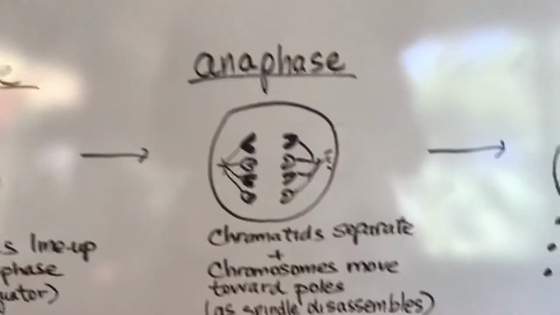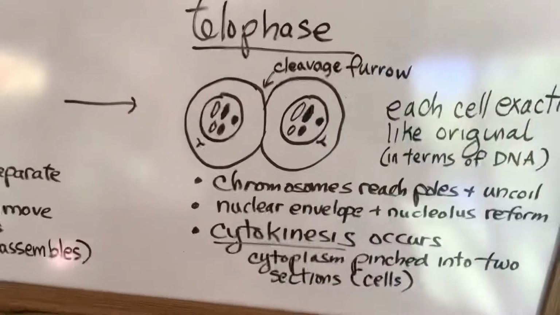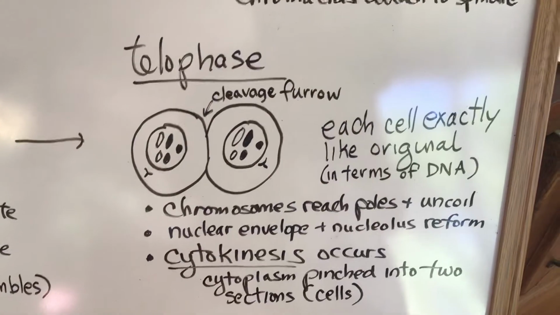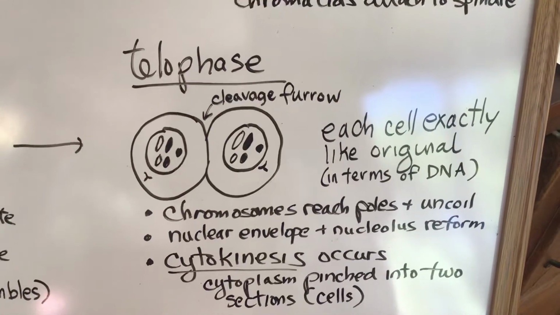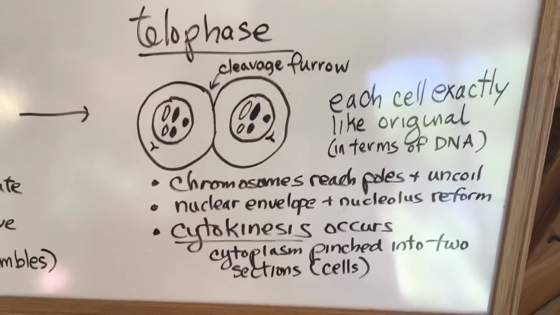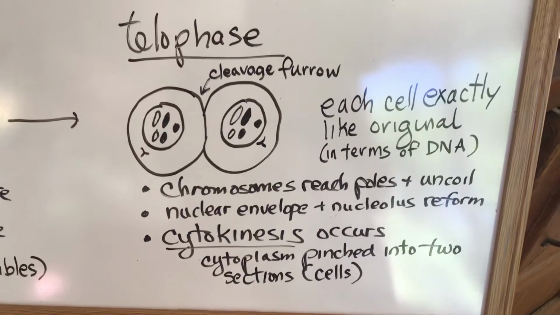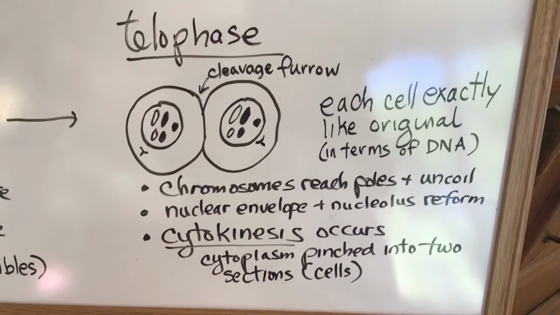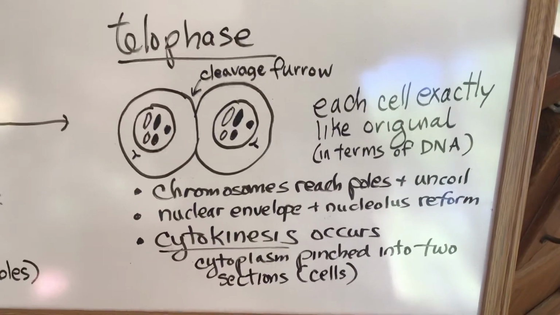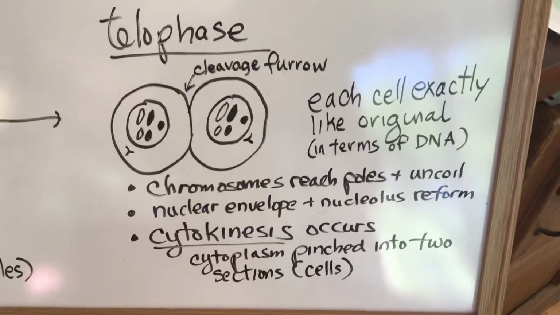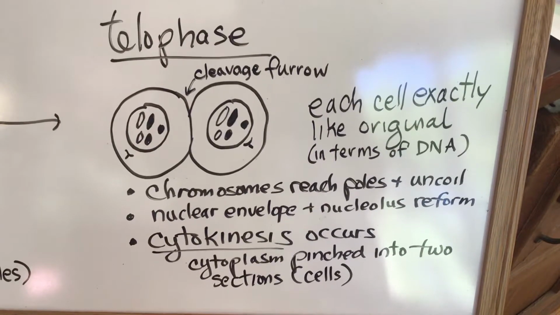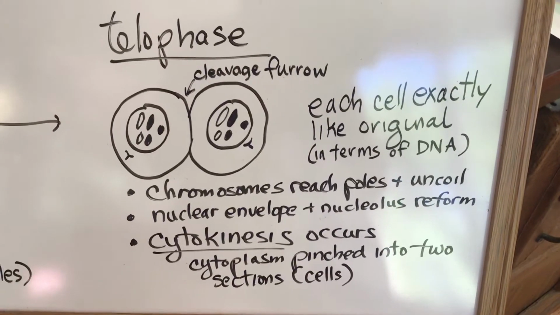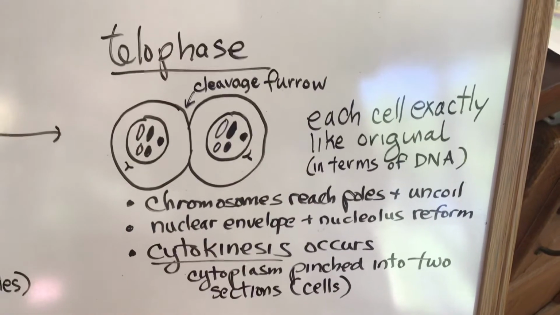Okay, the next phase, or the last phase, is called telophase. Telophase is where the cells finally divide into two cells that are exactly like the original one, especially in terms of DNA. But the first thing that happens is the chromosomes reach the poles and uncoil. So at first you wouldn't really necessarily know that it's telophase, except for usually there's two really fairly dark blobs at either end of the cell that's dividing. Then the nuclear envelope and nucleolus reform, and then you can pretty much tell that telophase has occurred.